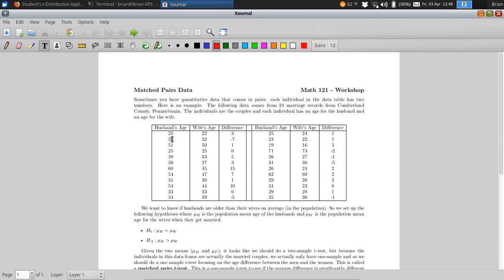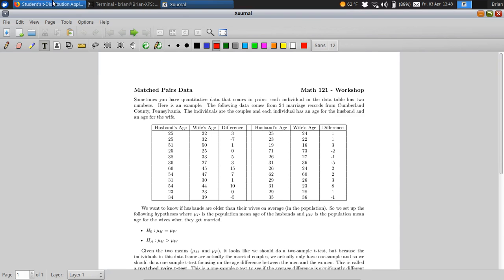Those ages go together. This 25-year-old man married a 22-year-old woman. He didn't marry somebody else. So these two numbers are what we call matched pairs. And when you have matched pairs data and you want to see if there's a difference between the two variables, then you do one sample t-distribution techniques.